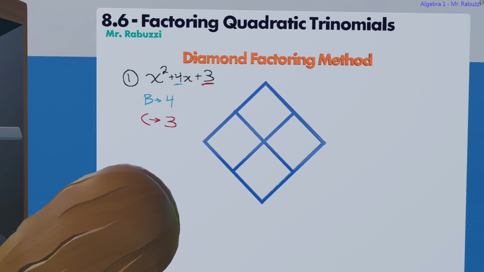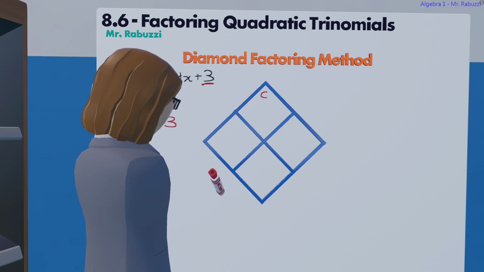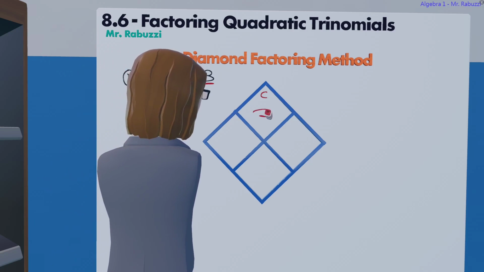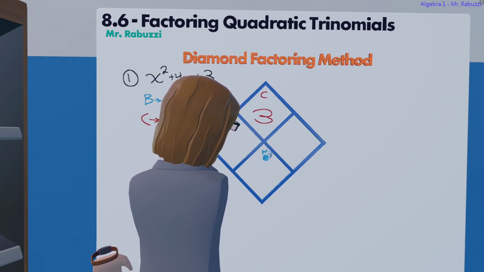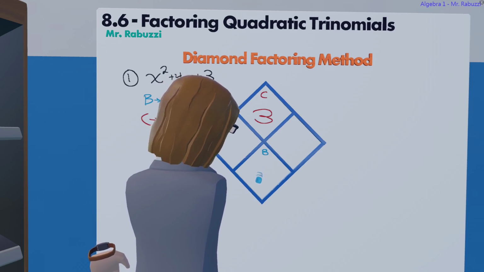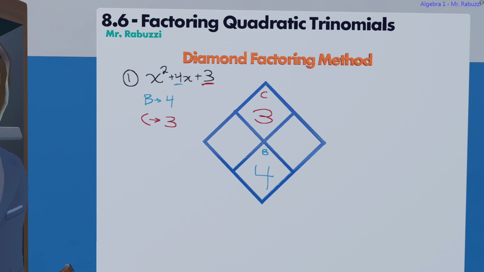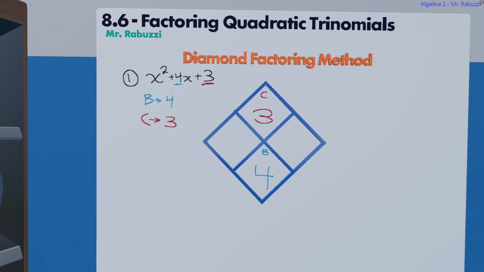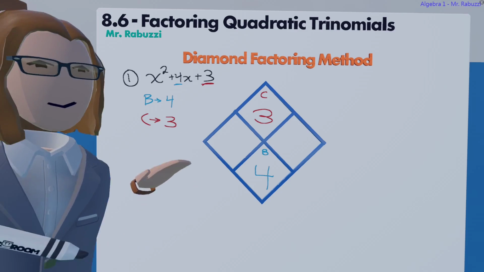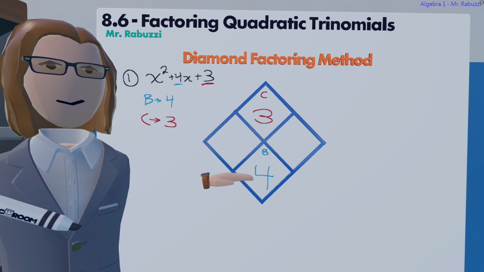So here's how the diamond goes. We put our C number on top. So that's a 3. And we put our B number on the bottom, which is a 4. Okay. Now I'm going to put my little labels. So the diamond always works the same way, but with different numbers. We put our C number on top, our B number on the bottom, and then we need to start.